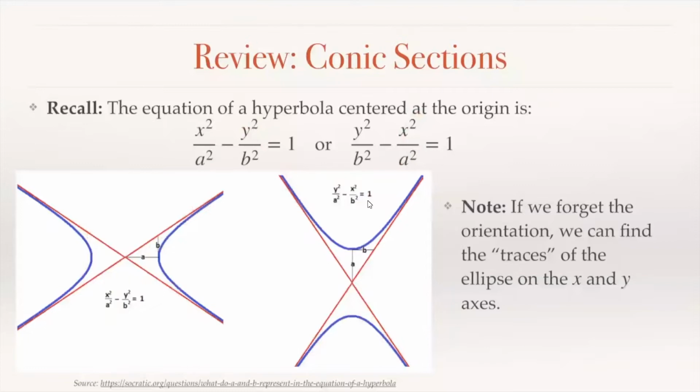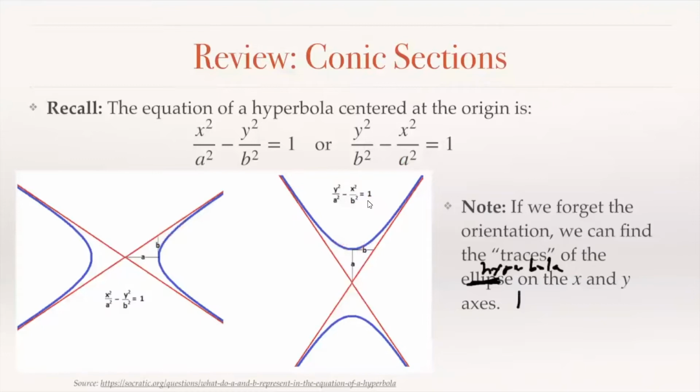And once again, if we forget the orientation, and I often do, we can just find the traces of the hyperbola on the x and y axes. So I mentioned that I forget which one is which as far as orientation is concerned, but with some practice, you can equally well mentally quickly find the orientation through a trace like this.